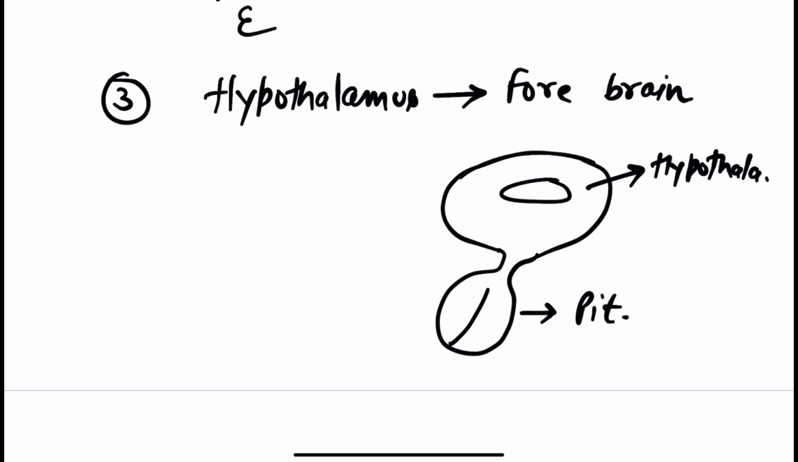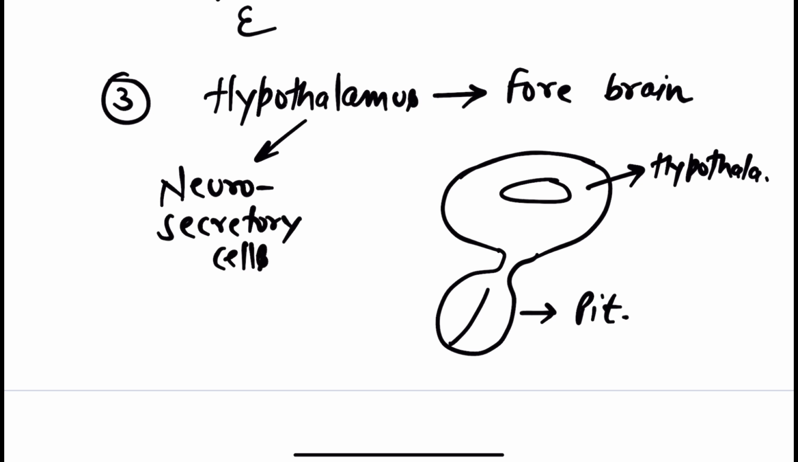And hypothalamus special type के neurons का बना है. These neurons can produce and secrete hormones. Neurons का function आपको पता है कि these are involved in the transmission of nerve impulse. But hypothalamus is made up of neurosecretory cells. That means these are special types of cells which also secrete hormones.